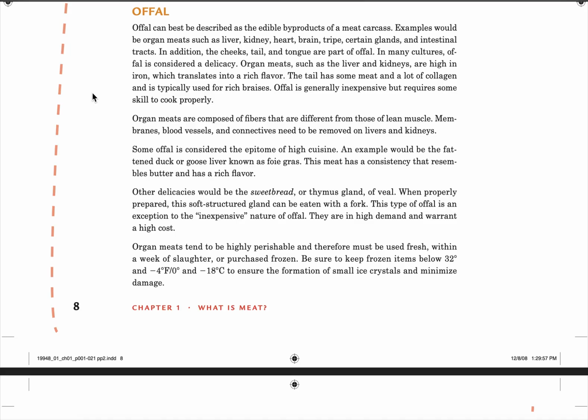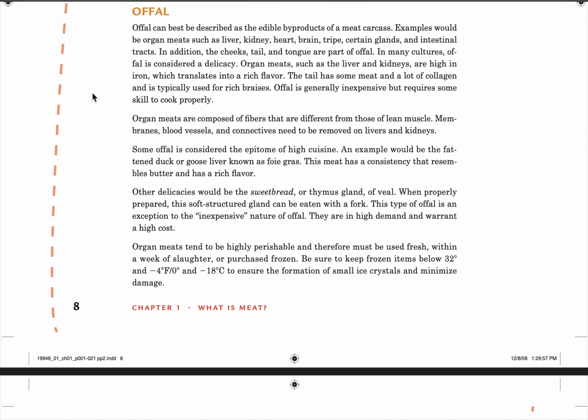Offal. Offal can be best described as the edible byproducts of meat carcasses. Examples would be organ meats such as liver, kidney, heart, brain, tripe, certain glands, and intestinal tracts. In addition, the cheeks, tail, and tongue are part of offal. In many cultures, offal is considered a delicacy.